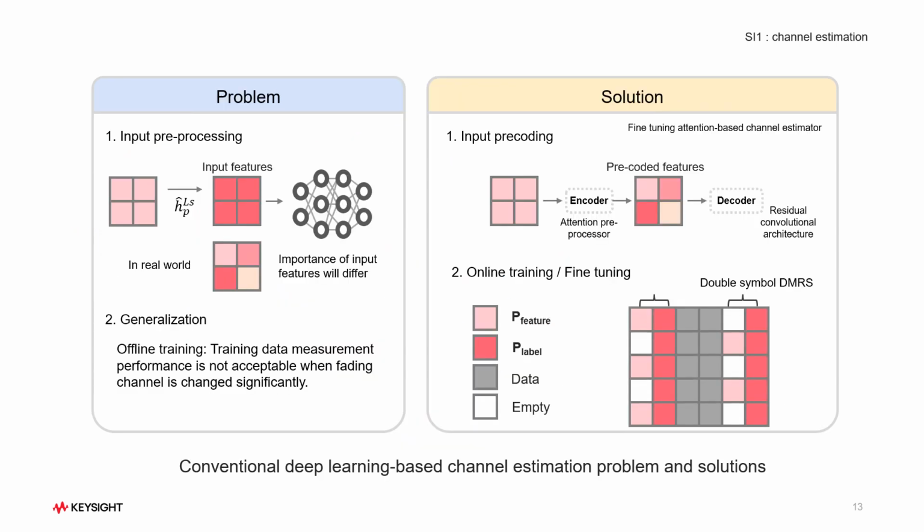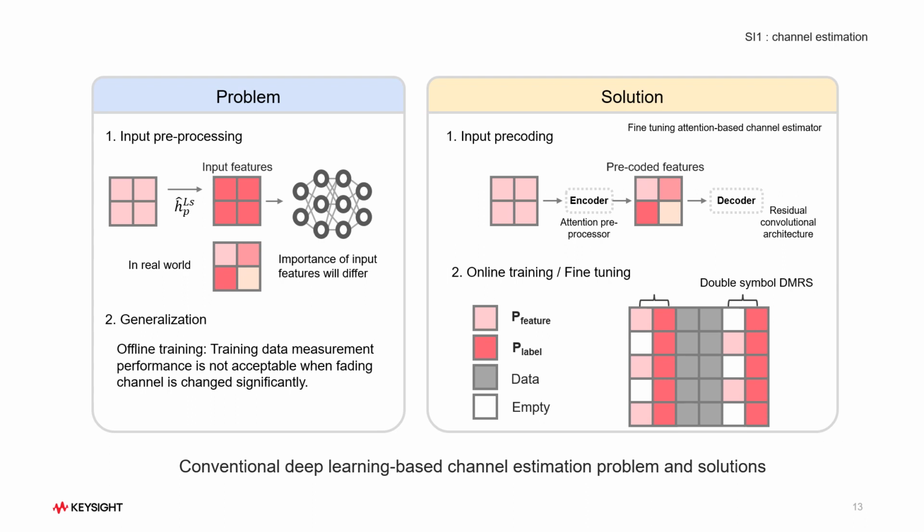Despite the numerous advantages, the initial approach of using deep learning for channel estimation encounters several challenges. One such challenge is the disparity in the amplitude of pilot symbols in both time and frequency domains in real-world scenarios, leading to variations in the significance of the input features for the neural network. Consequently, preprocessing tasks become necessary before commencing machine learning.